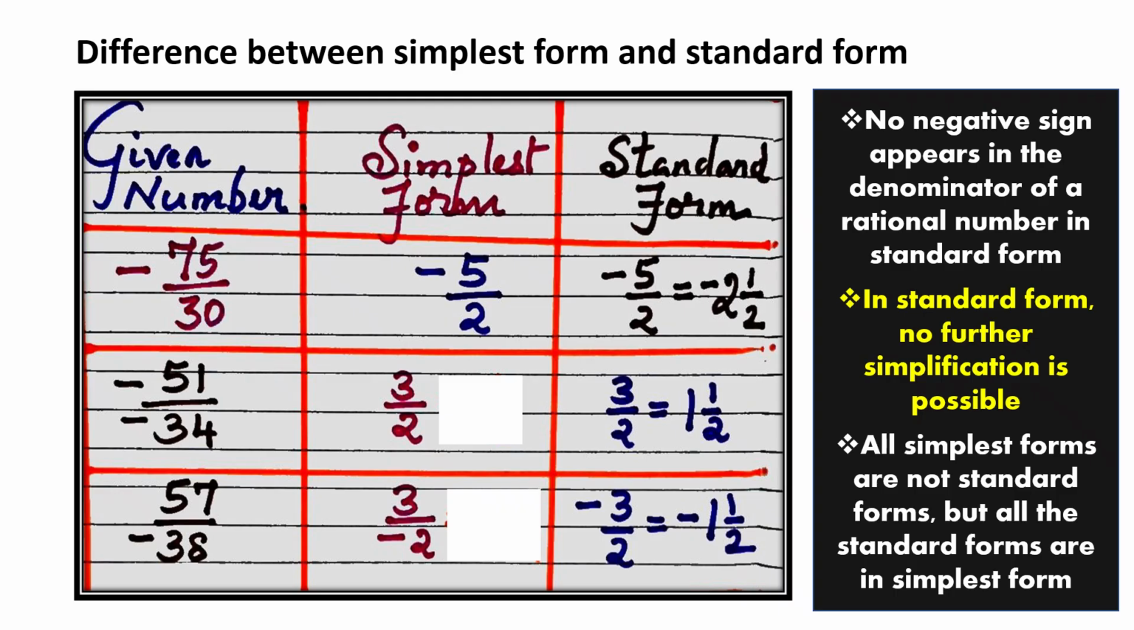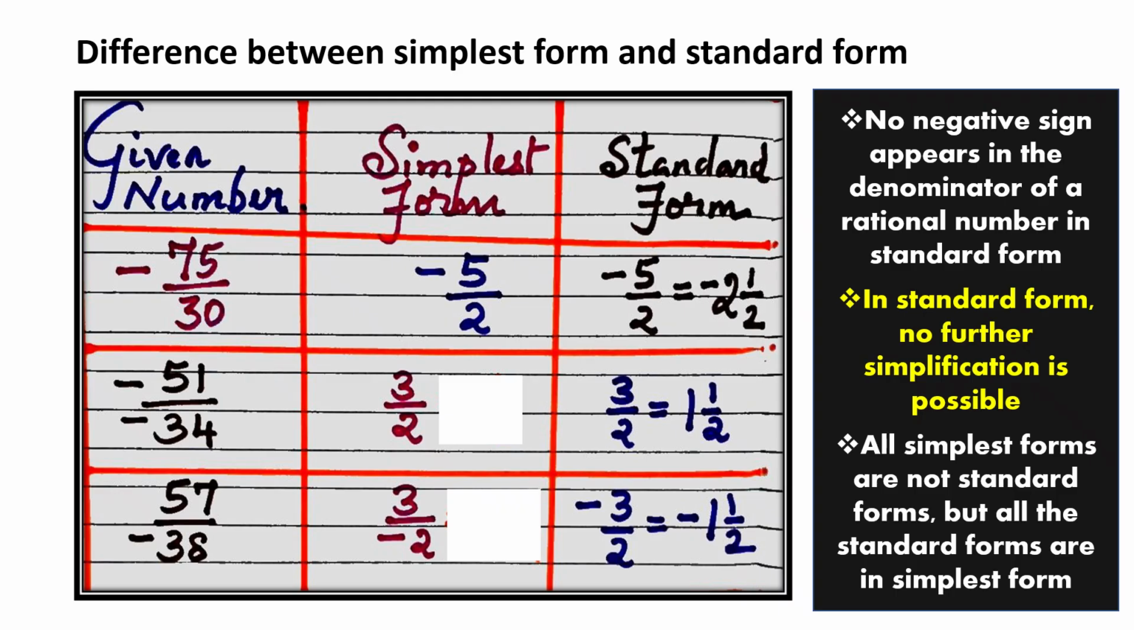Consider the second example, -51/-34, where the simplest form of this is 3/2. We divided it by 17, the HCF of 51 and 34. And the rational number is positive because both 51 and 34 were given negative. A division of two negative numbers gives us positive. So the simplest form is 3/2. But in the standard form, we expect the mixed form, that is 1 1/2.